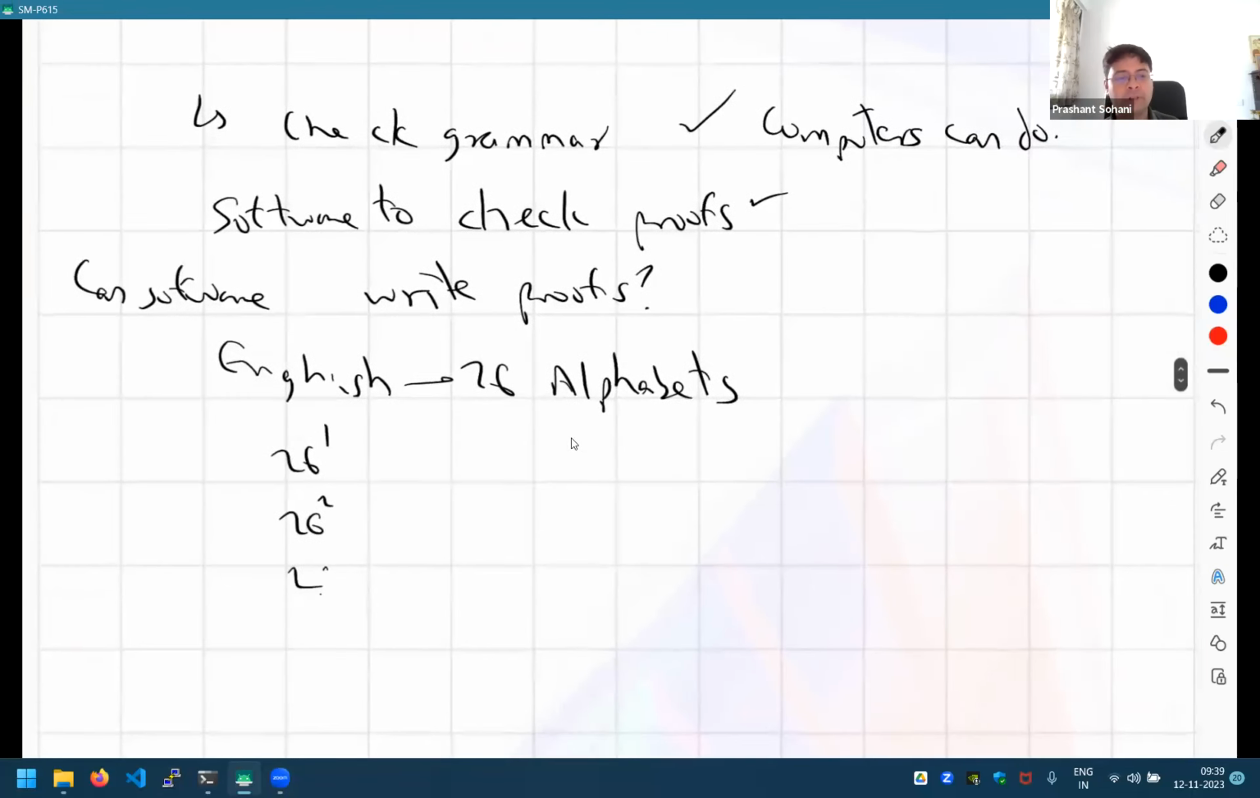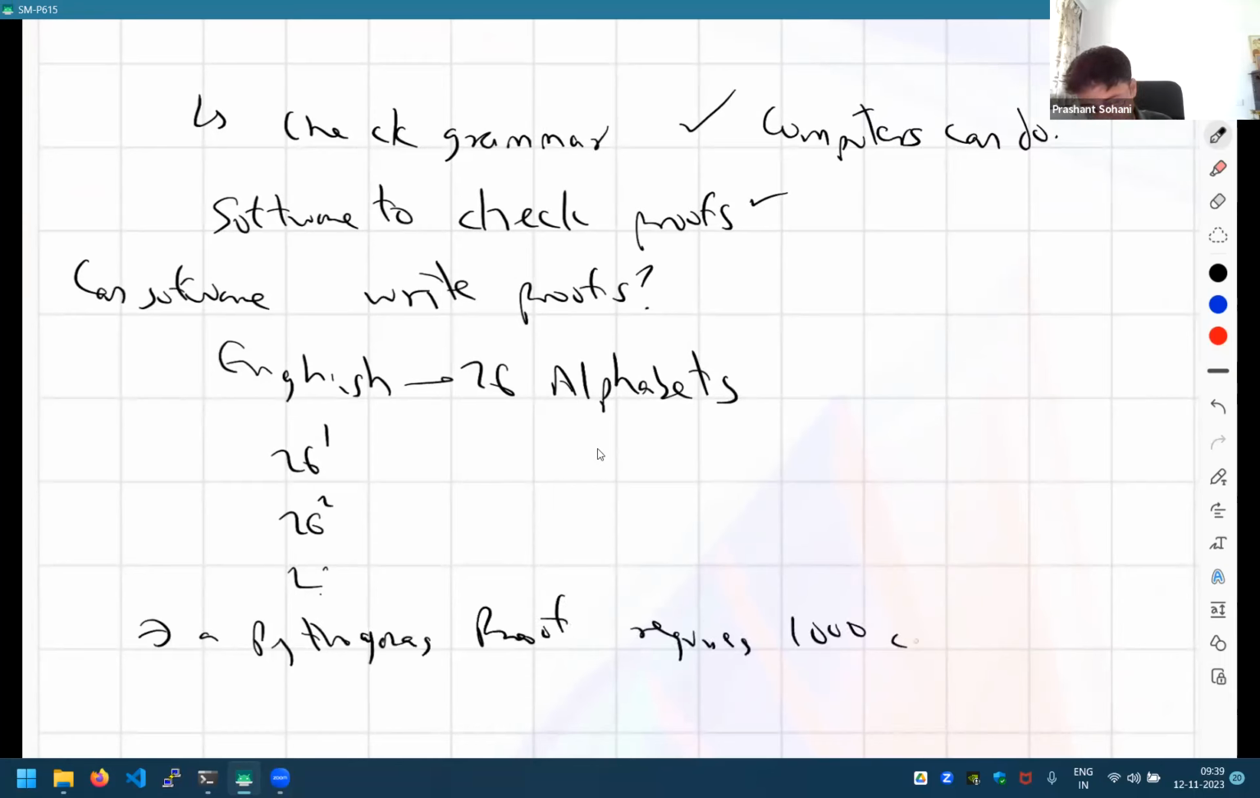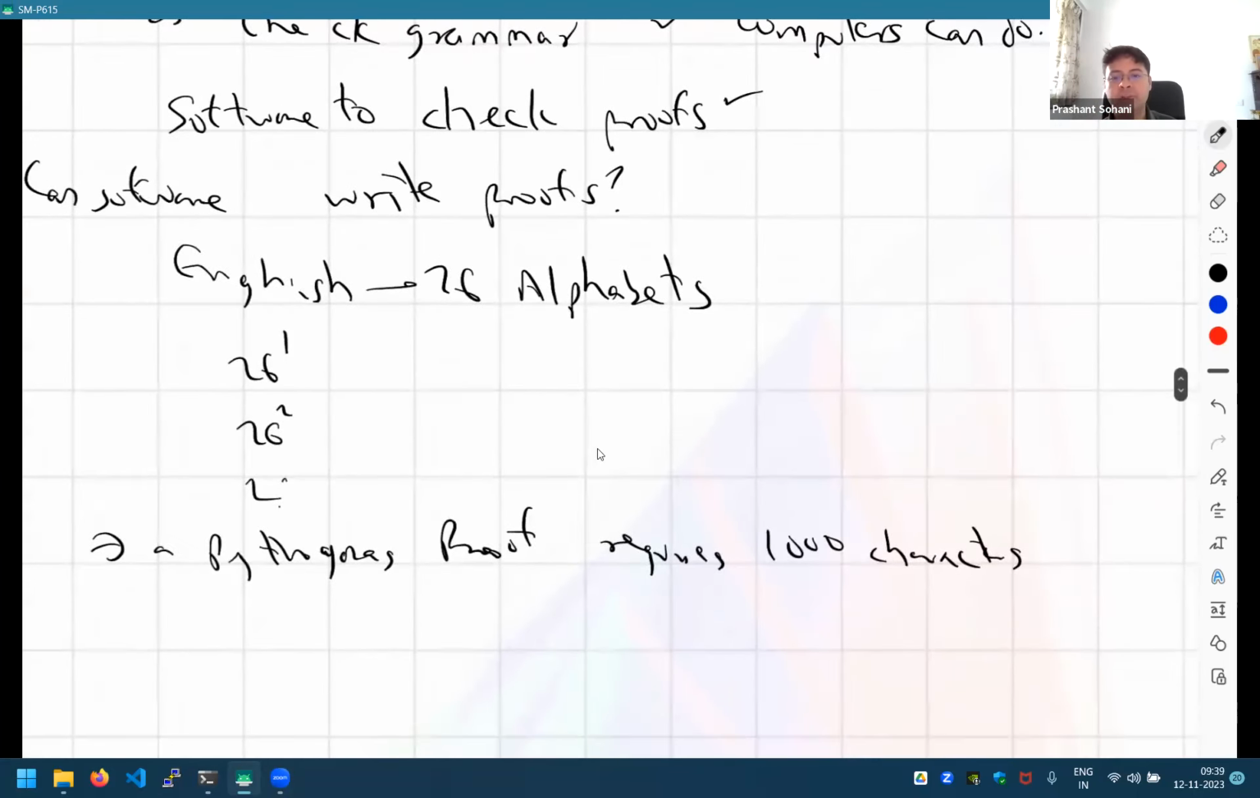So if somebody claims that, suppose there exists a Pythagoras theorem proof that requires 1000 characters, okay. So if you take the set of all possible sequences of 1000 characters, it's obviously a very large set, but it is a finite set. So if we have a computer program which runs through every possible combination of 1000 characters and keeps checking which of them is a proof, eventually it is going to find the proof of Pythagoras theorem.